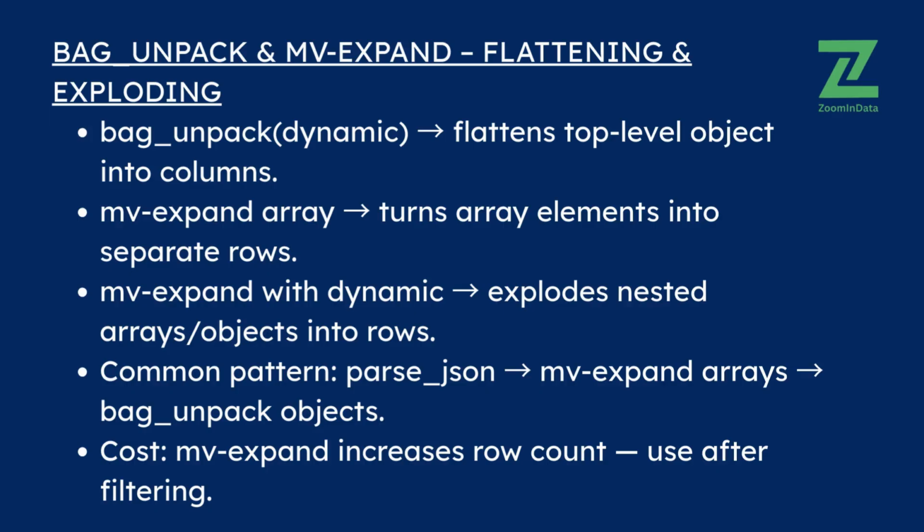Common pattern: parse_json to get dynamic, then mv-expand on array fields, then bag_unpack remaining objects. Big warning: mv-expand increases row count dramatically. Always filter aggressively before exploding to avoid memory blowup. These two functions turn nested JSON chaos into clean, queryable tables.